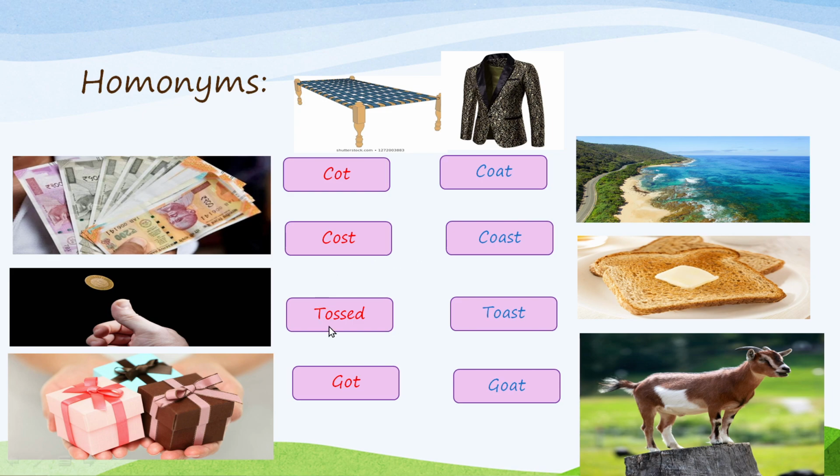When you say TOSSED, it means throw lightly or casually. But when you say TOAST, it means grilled bread. Got means to receive something. I got a gift from my friend. To receive something is got. But when you say GOAT, it is a mammal.